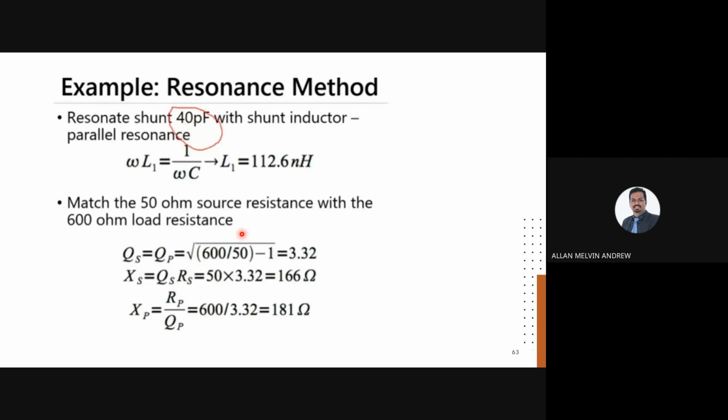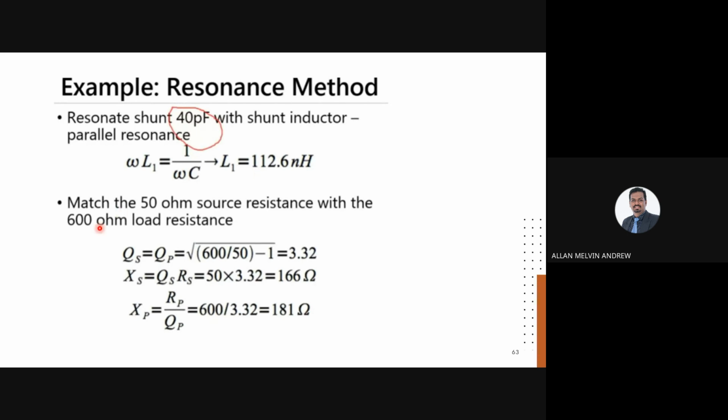Okay, so example, resonance method. So resonate the shunt 40 picofarad with a shunt inductor, parallel resonance. Okay, so you replace this in the formula earlier. So you can get the value equal to 112.6 nanohenry.